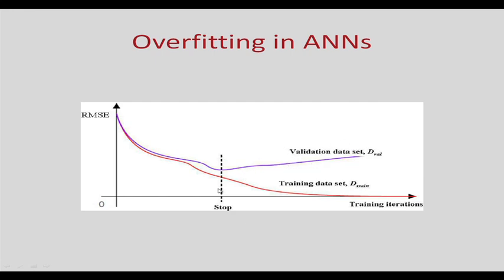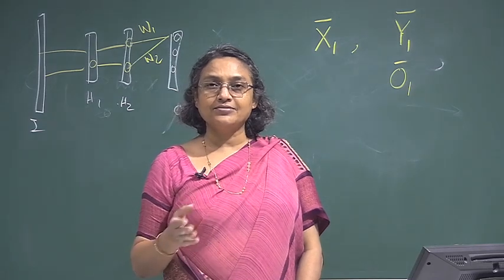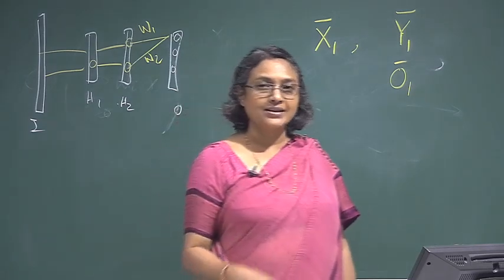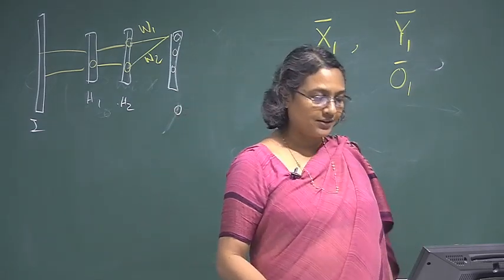Ideally, you should stop before the validation error starts to increase. So, if you can keep track of the validation error, you will know that this is the place where you must stop and not continue any more iterations, because beyond that the network is likely to overfit and the accuracy of the network will go down.